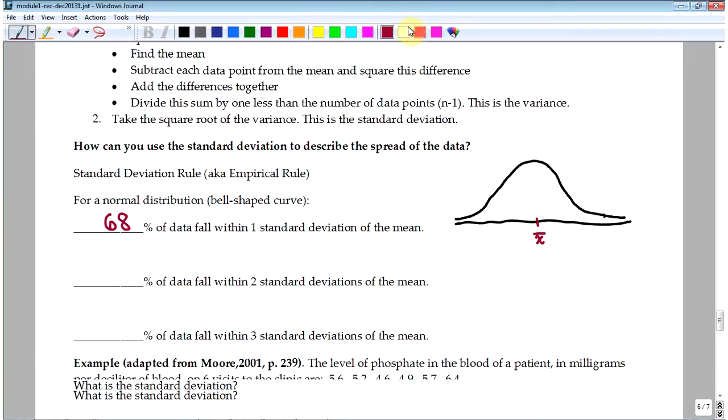So that means, from the mean, and let me make my font a little bit smaller here, if I take my mean and subtract 1 standard deviation, and then if I also take my mean and add 1 standard deviation, then all of the data that lie between these values will be 68% of the data.